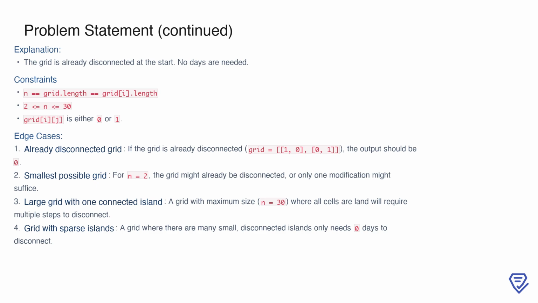Lastly, let's consider the constraints for this problem. The grid is always a square with dimensions n x n, where n is between 2 and 30. Each cell in the grid is either 0 or 1. Some edge cases to think about include grids that are already disconnected, grids with the smallest possible size of n equals 2, and very large grids with all cells as land, which would require multiple steps to disconnect. These constraints and examples should help you understand the problem and edge cases thoroughly.